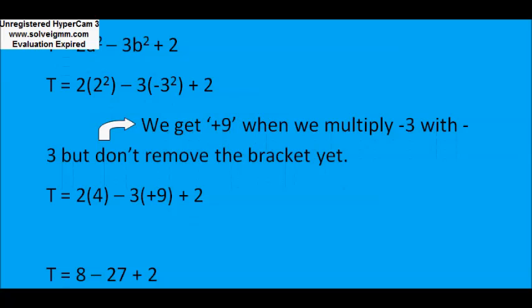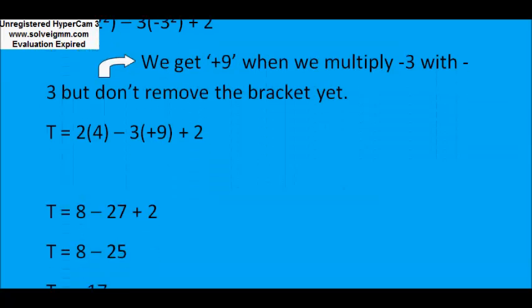So in the next step, simply you have to multiply these numbers. 2 multiplied by 4 equals 8, because this bracket means you have to multiply. And again, 3 multiplied by plus 9 equals 27. You can write plus 9 also, and if I am not writing plus 9, this is also correct. So 3 9s are 27, and then plus 2.